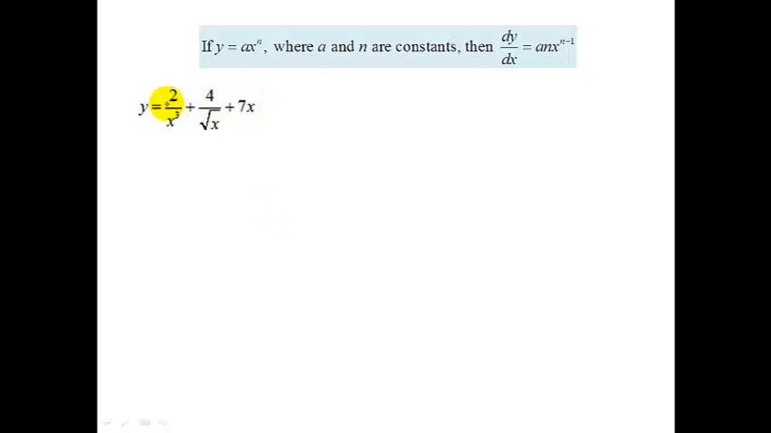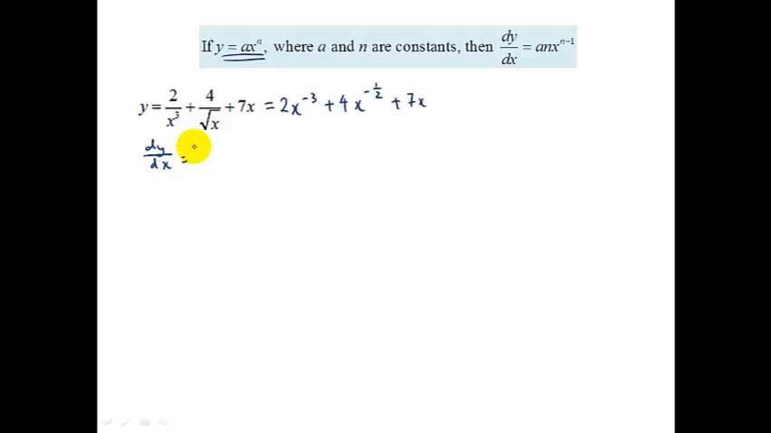If you're given this, how do you find dy/dx? Before I start to differentiate, I'm going to write each of these terms into power form in order for it to be consistent with this form. So 2 over x cubed will become 2 times x to the power of minus 3, plus 4 over square root x will be plus 4 times x to the power of minus half, plus 7x will just simply be 7x. Now I'm ready to differentiate.